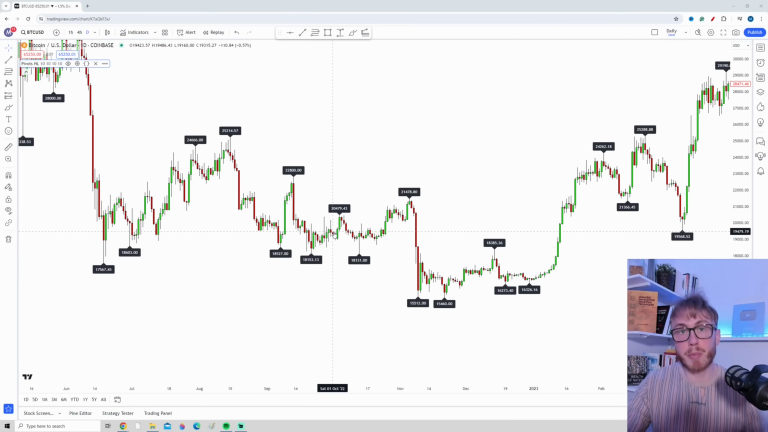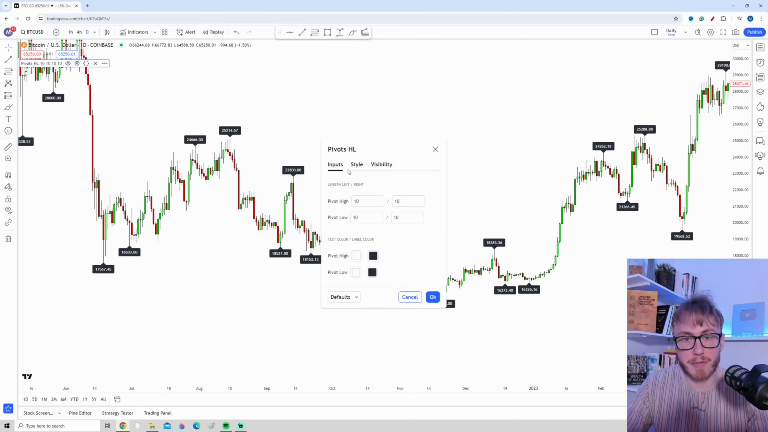So to make the pivot points more significant, what we need to do is go up once again to the settings tab for this indicator, and make sure that you are on the inputs tab. Now I want you guys to pay attention to this pivot high and pivot low, because these are the settings we can change to make the pivot points more significant.